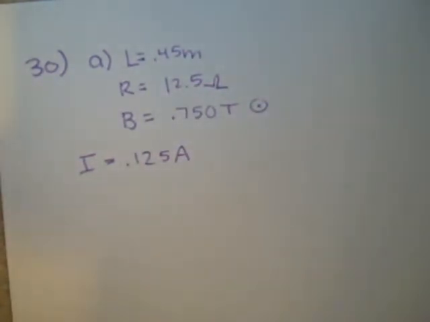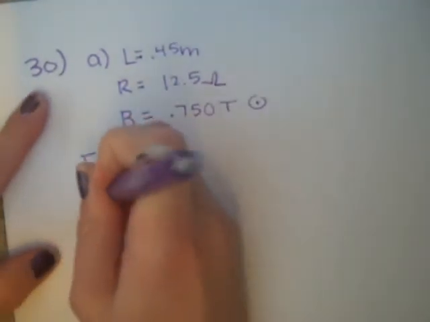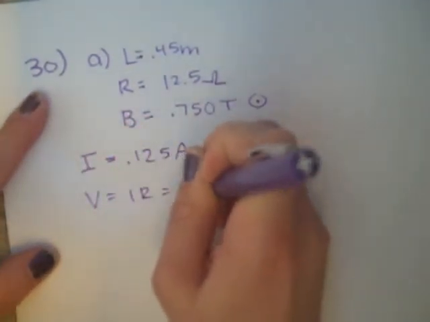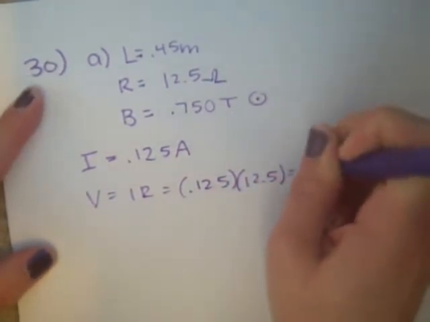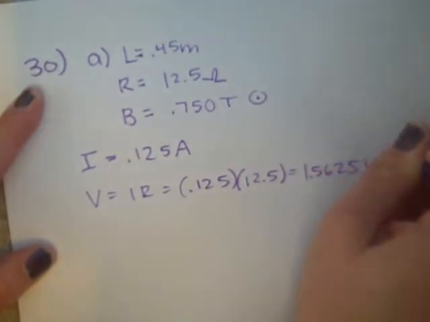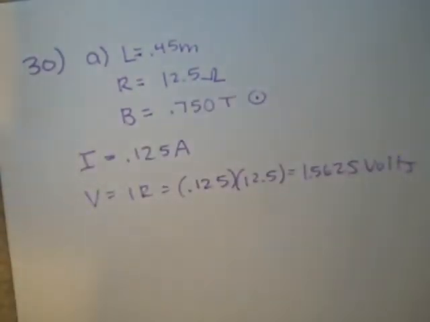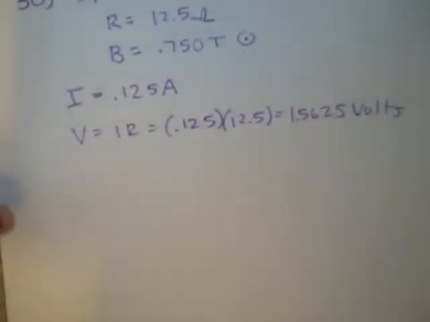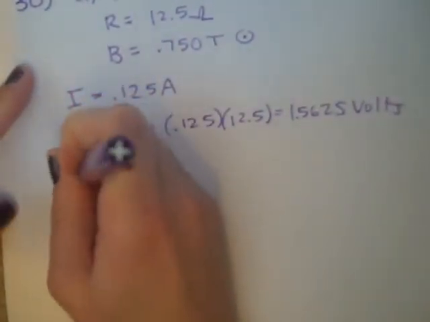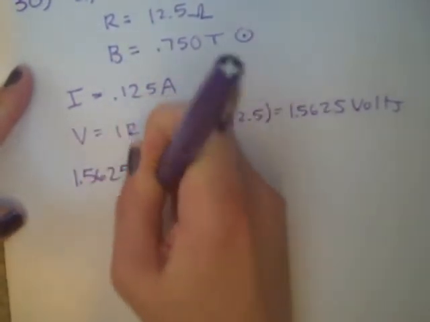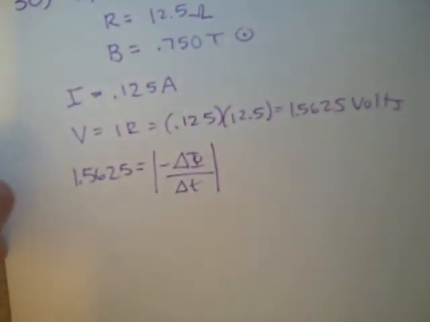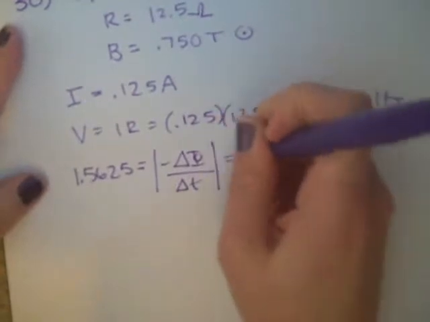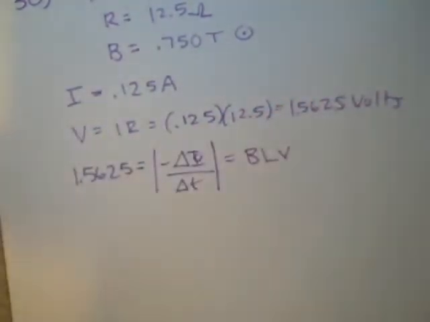And first thing we need to do is find your induced voltage, which you can use V equals I times R. And so you're going to get 0.125 times the resistance of 12.5 and get 1.5625 volts. And then from there, you can relate this induced voltage, 1.5625, to the absolute value of your change in flux over the change in time. And we know from simplifying things down that this is equal to B times L times V. The magnetic field times the length of the rod times its speed.